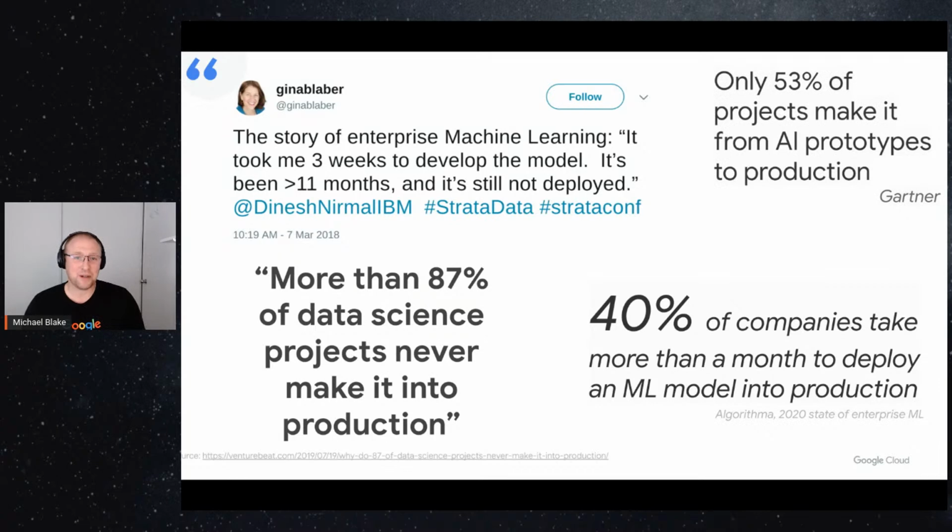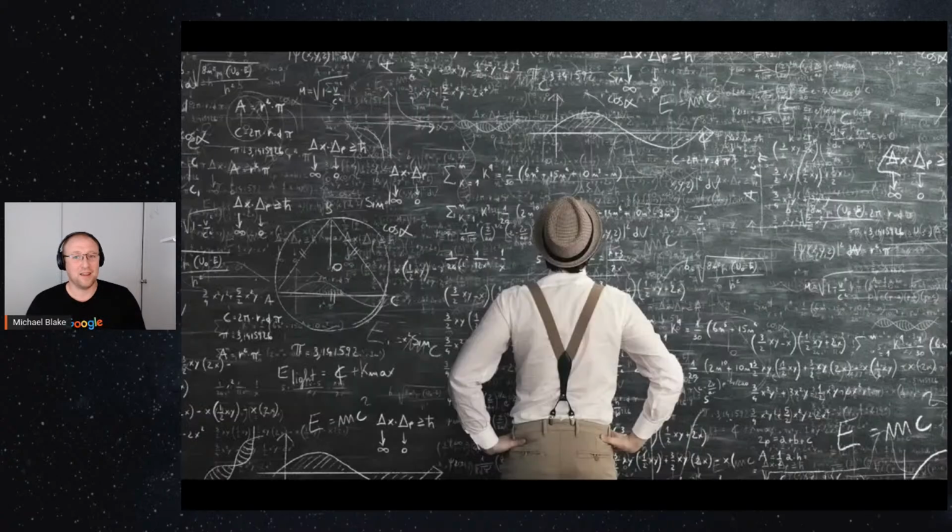And only 53% of projects make it from prototype to production. And obviously, there's a bit of contradiction there with some of those stats, but the overall theme really is that there's a large proportion of organizations that are not able to realize the value of AI. So why is it so hard?